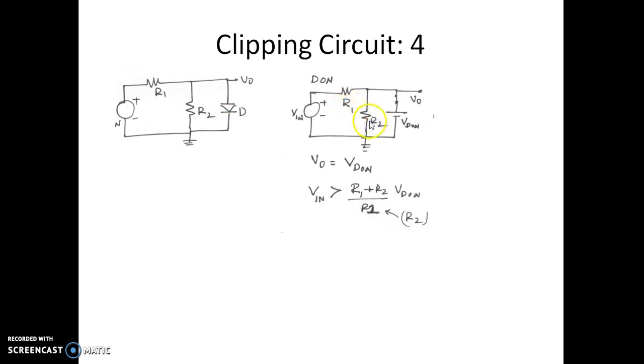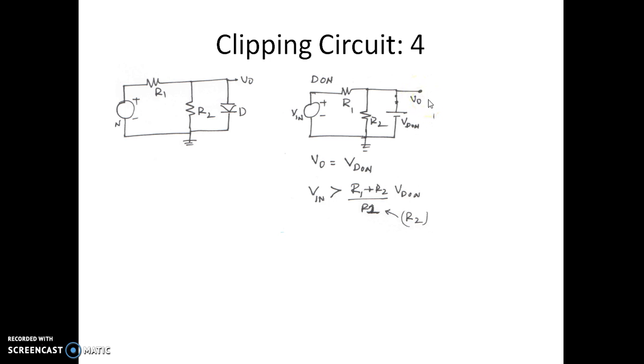So assuming R1 to be equal to R2, if 650 millivolt is the diode on voltage, then this ratio happens to be 2, because R1 and R2 are the same. So the input voltage should be twice of VD on. If it is 650 millivolt, we are supposed to have 1.3 volt at the input voltage so that the diode turns on. So when the input voltage is more than 1.3, only then the diode conducts. Of course, when the diode conducts, the output voltage is VD on.